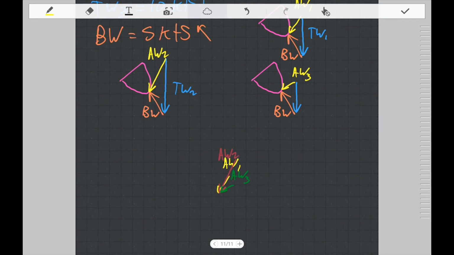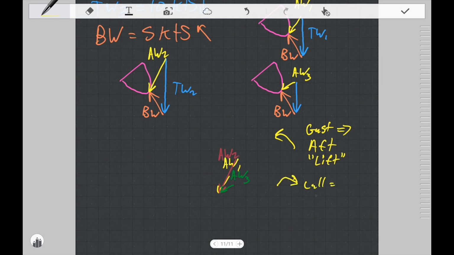So what does this tell us? This tells us that when we're sailing downwind, if a gust hits, we're going to see a rotation aft, which is equivalent to a lift, and if a lull hits, we're going to see a rotation forward, which is equivalent to a knock.